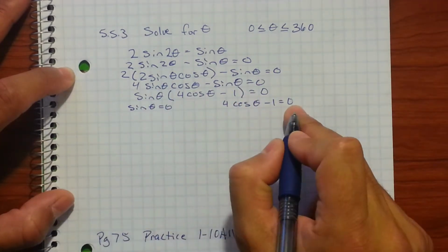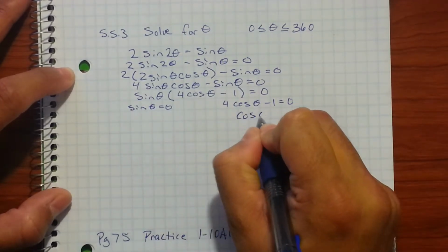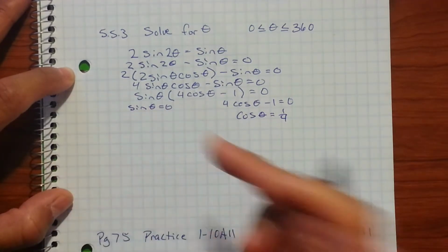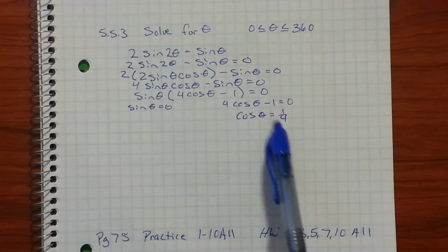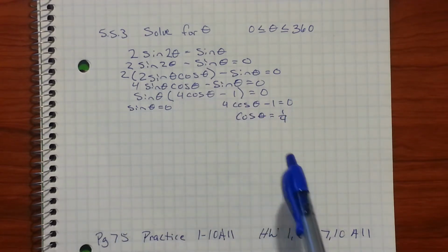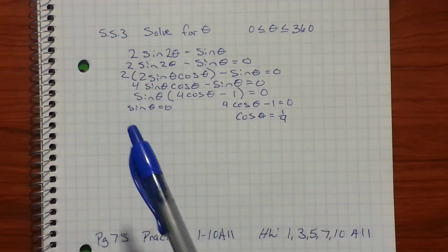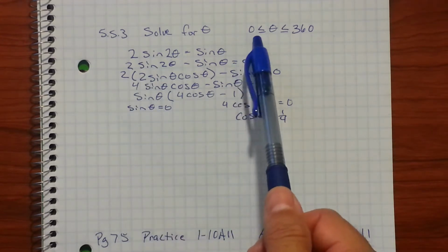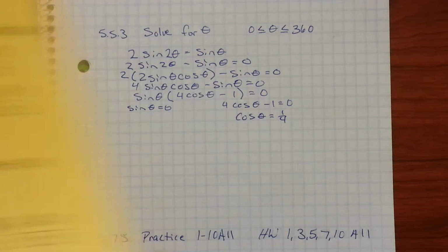So now set each part. Right here, let's start by adding 1 and dividing by 4. So cosine of theta is equal to 1/4, where sine is equal to 0. On this one right here, I don't have anything on my unit circle where it comes up to this. So I'm going to have to figure this one out in the calculator. Let's take a look at the unit circle first to figure out where sine, between 0 and 360, is equal to 0.